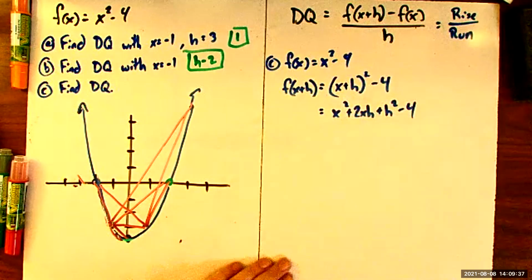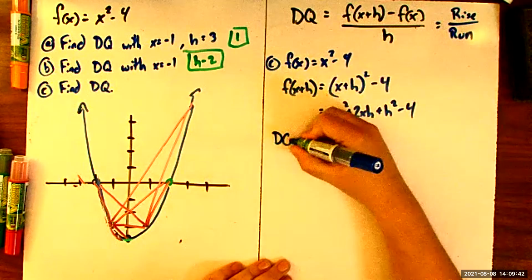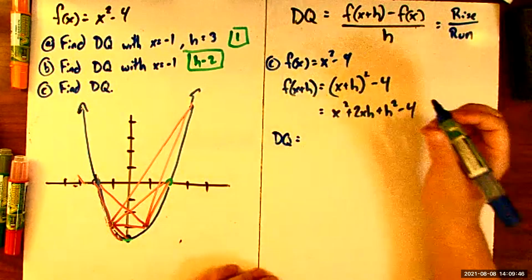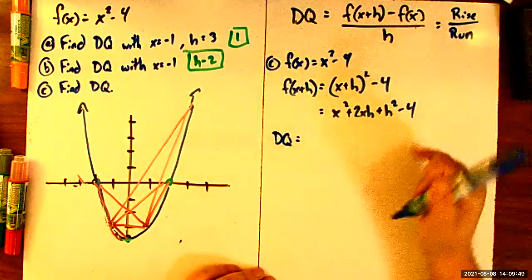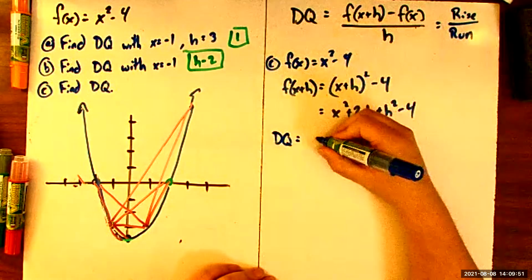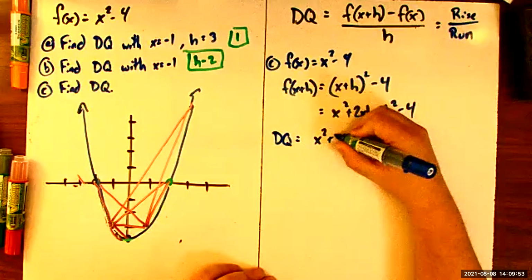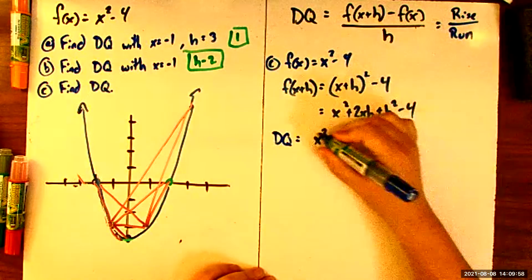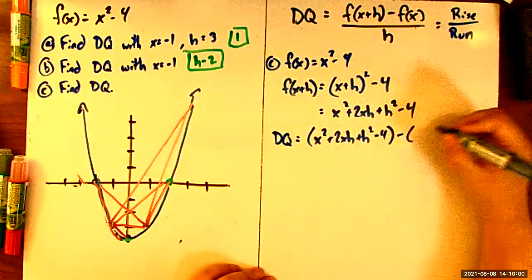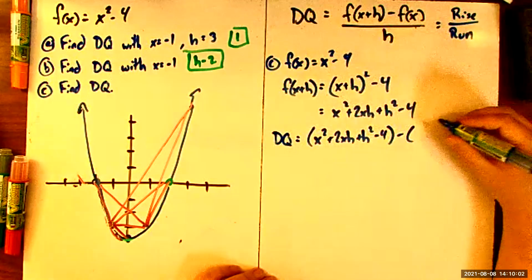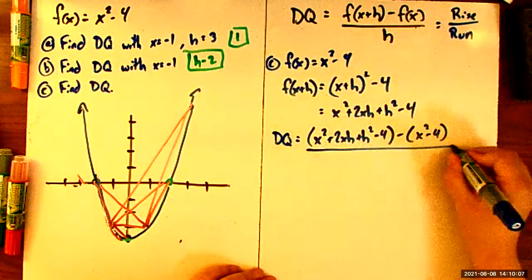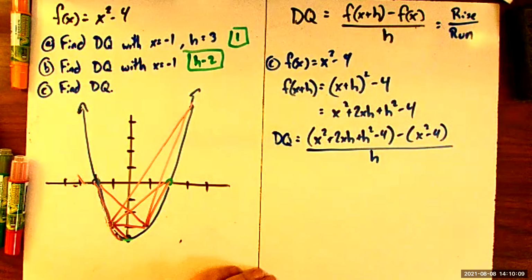And once we have that, we can plug this and this into our starting difference quotient. And so our new difference quotient is going to be equal to, what would that be? That would be x squared plus 2xh plus h squared minus 4 minus our f of x, which is x squared minus 4, all over h.